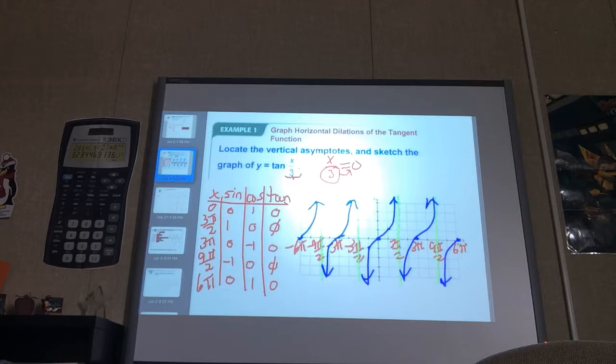So that's how you would graph a tangent function. You really need to look at what the sine and cosine do, and that will help you find what the tangent is doing.